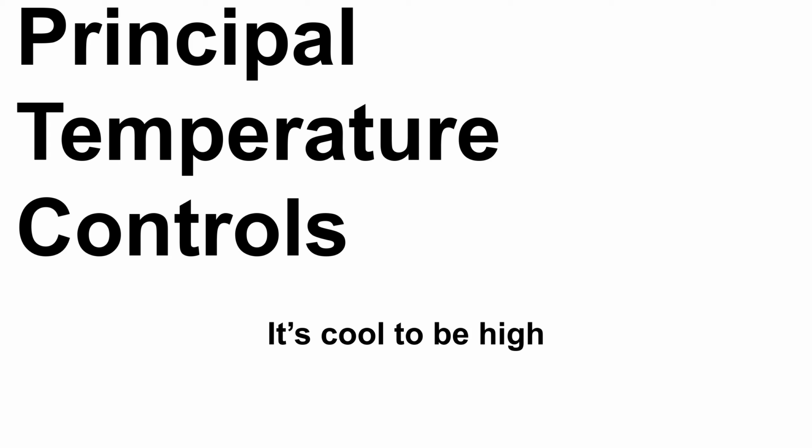Principal temperature controls are the reasons that places are hot or cold year-round, and also the reasons that places have high annual temperature ranges or low temperature ranges. So some places are just hot all year, some places are cold all year, some places are hot in the summer and really cold in the winter, and other places it's just warm all year round. So let's find out why.